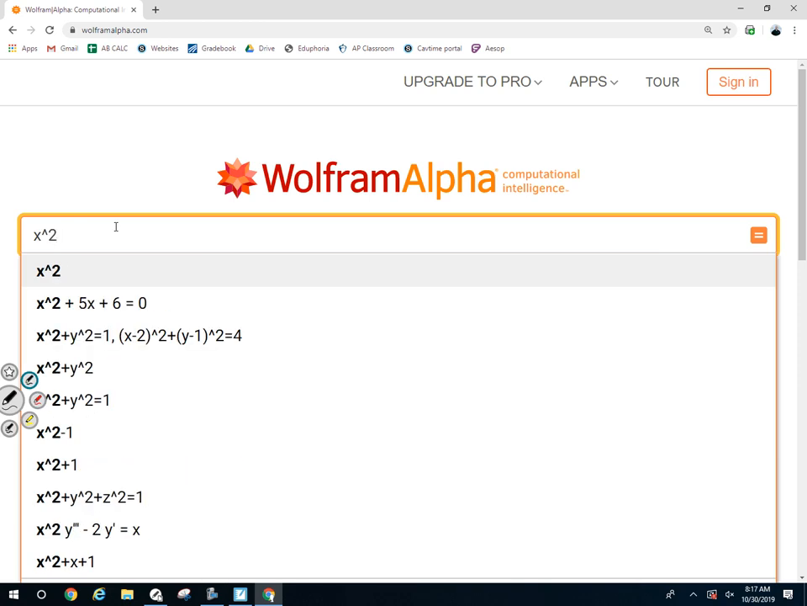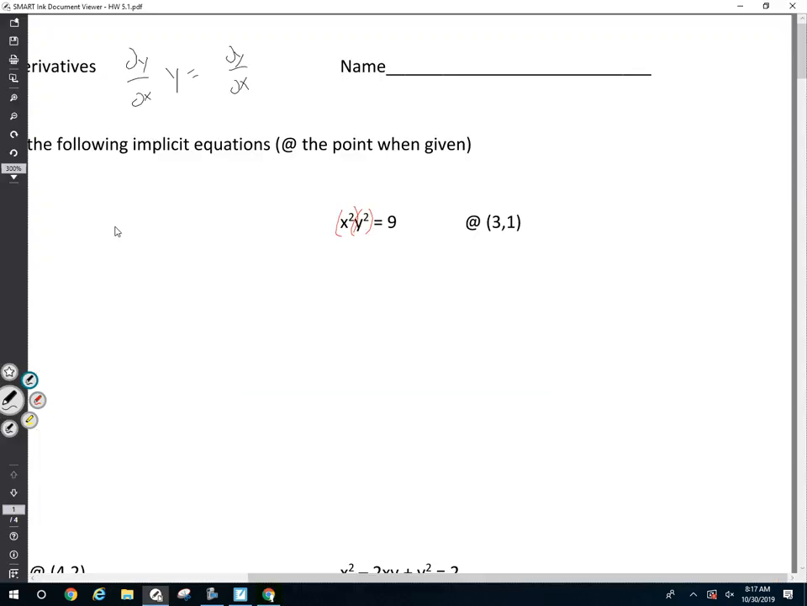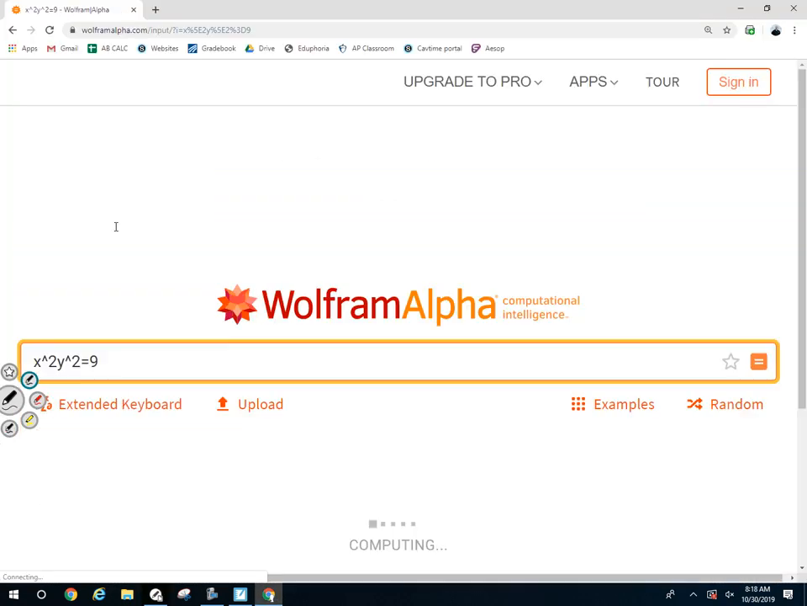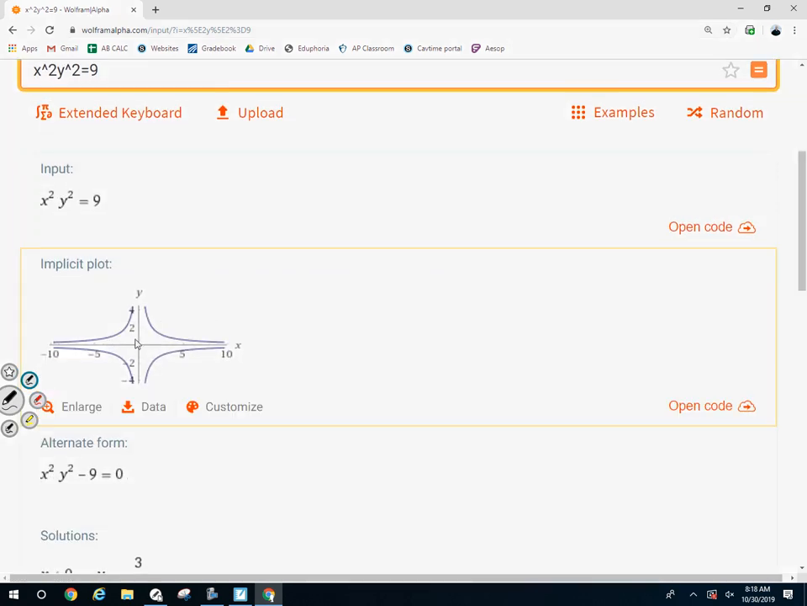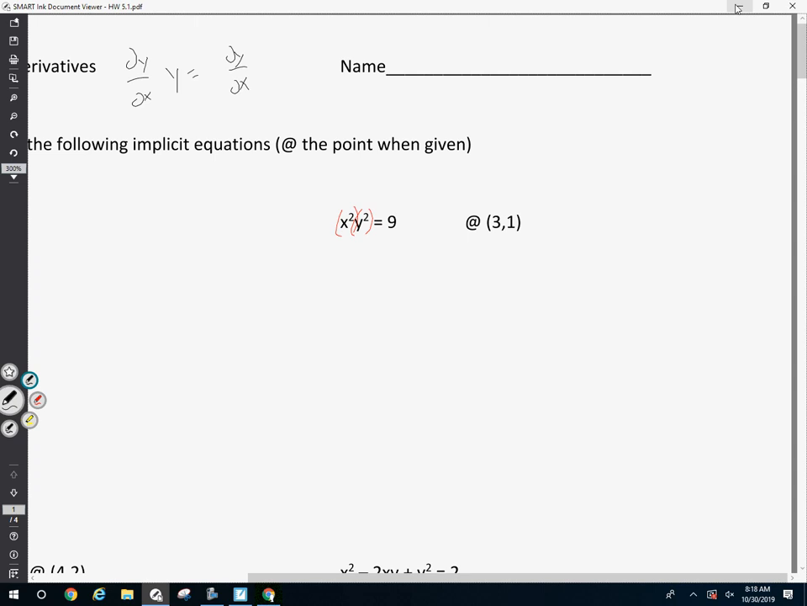x squared y squared, we're going to focus on at (3, 1). Here's what the graph of x squared y squared equals 9 looks like. At (3, 1), it looks like I'm going to have a negative tangent slope, okay? It looks like it's fractional. Let's find it. So, product rule, take the derivative of everything.